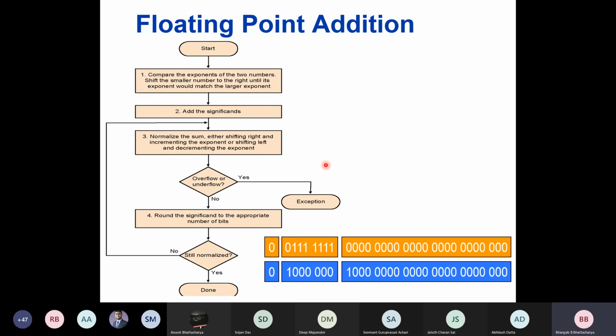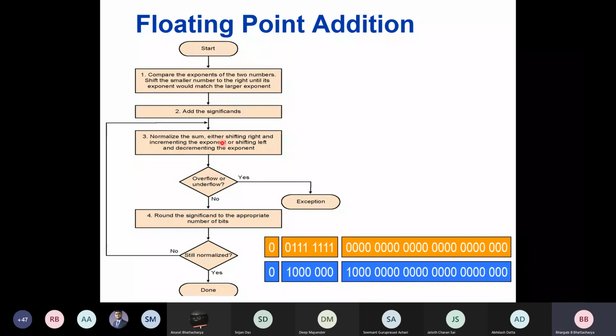So what I'm going to do is compare the exponents of these two numbers. This is the larger exponent, and this is the smaller one. Compare the exponents of the two numbers, shift the smaller number to the right until its exponent matches the larger exponent. Then we add the significands.